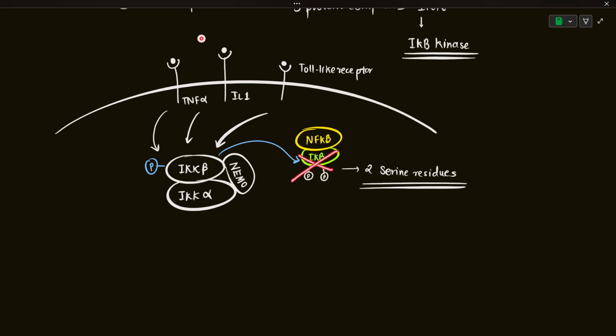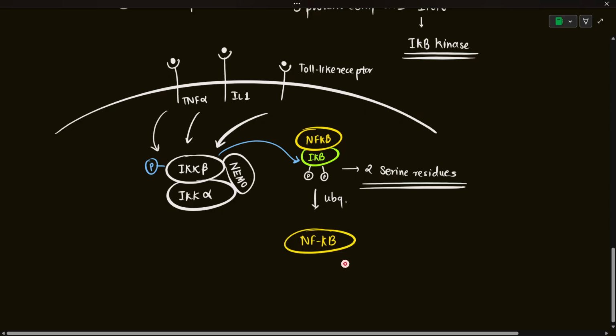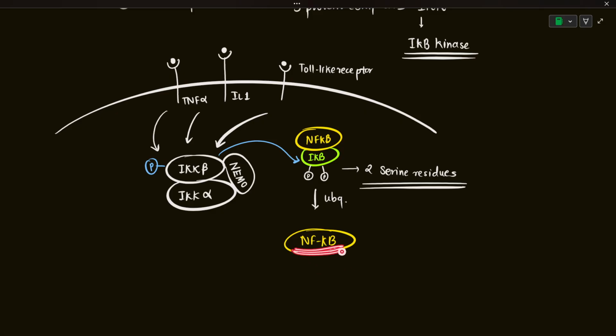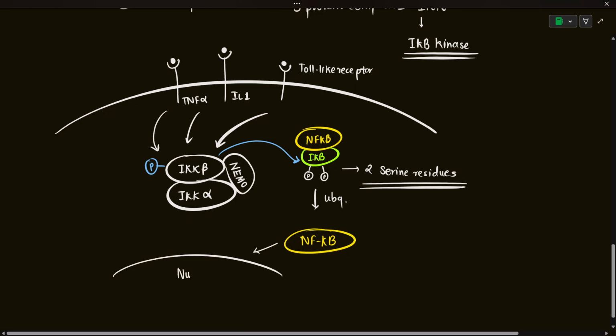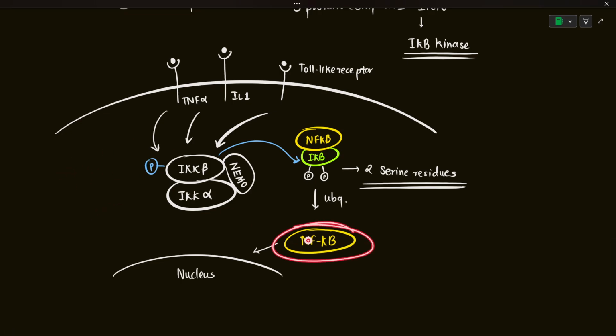Now this inhibitor of kappa B will be degraded due to the ubiquitination, releasing the NF-kappa B in the cytoplasm. Now this NF-kappa B, which is free and not bound to its inhibitor, will expose its nuclear localization signal, and that is why it will migrate to the nucleus. It will act as an activator for the NF-kappa B responsive genes. So this happens when the different types of stress conditions are there and the cell undergoes that, so that NF-kappa B is activated. So this is the NF-kappa B signaling pathway.